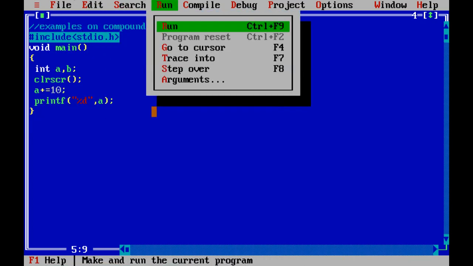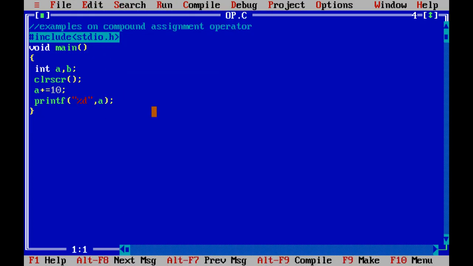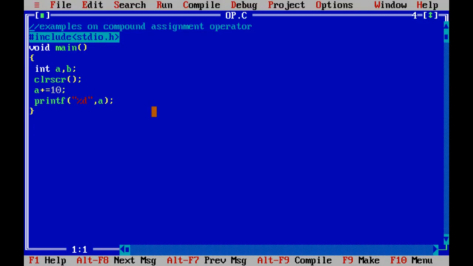Run this program and see the output. What is this output? 848. Just initialize the value, a equals some 100. Otherwise it takes a garbage value, so that is why it is showing a different number, 848.